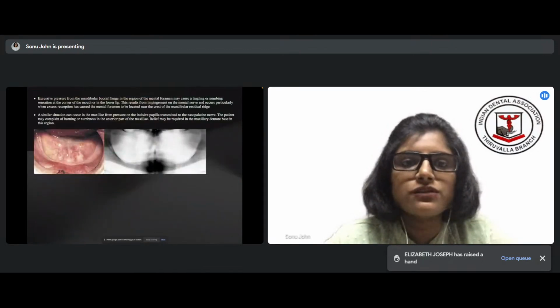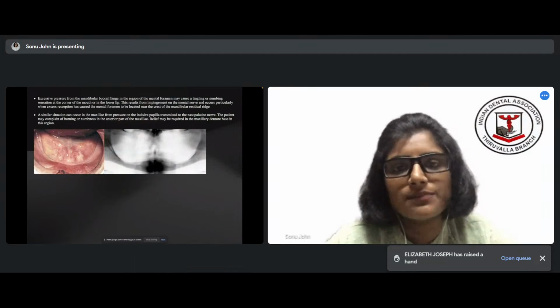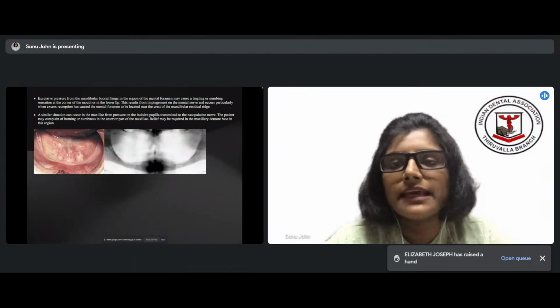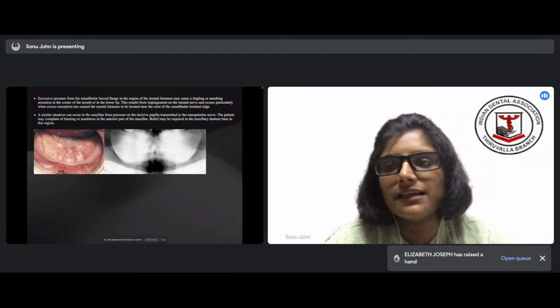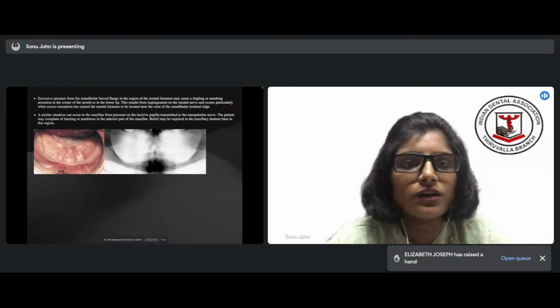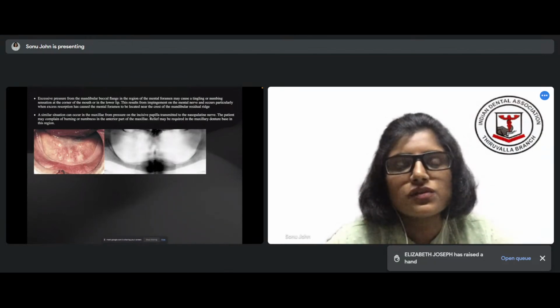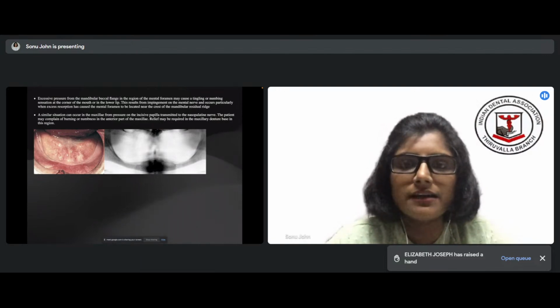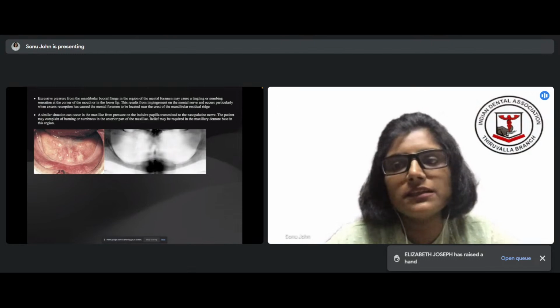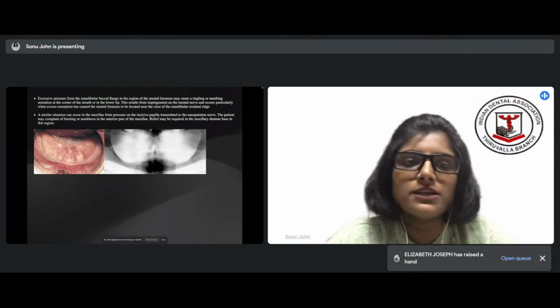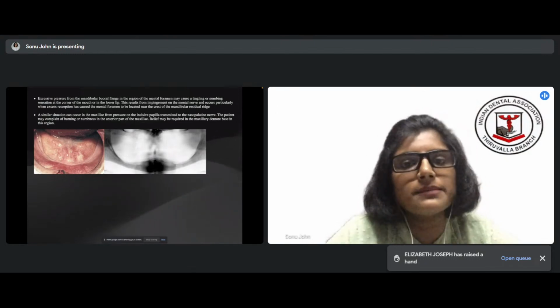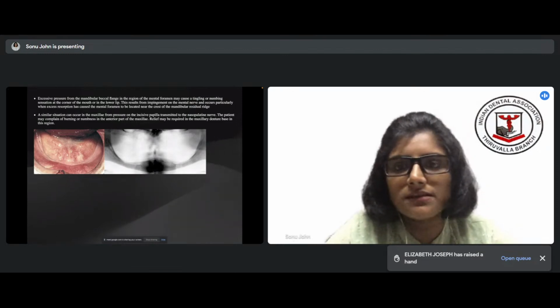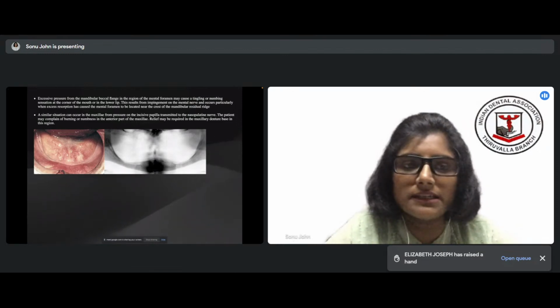Any excessive pressure from the mandibular buccal flange in the region of the mental foramen can cause the patient to have a tingling or numbing sensation at the corner of the mouth or in the lower lip. So why does your patient come back and complain of numbness or tingling in the lower lip or the corner of the mouth? It is because our denture impinges on the mental nerve, and that particularly occurs in patients who have excessive resorption, because the mental foramen tends to be located nearer to the crest of the mandibular residual ridge.